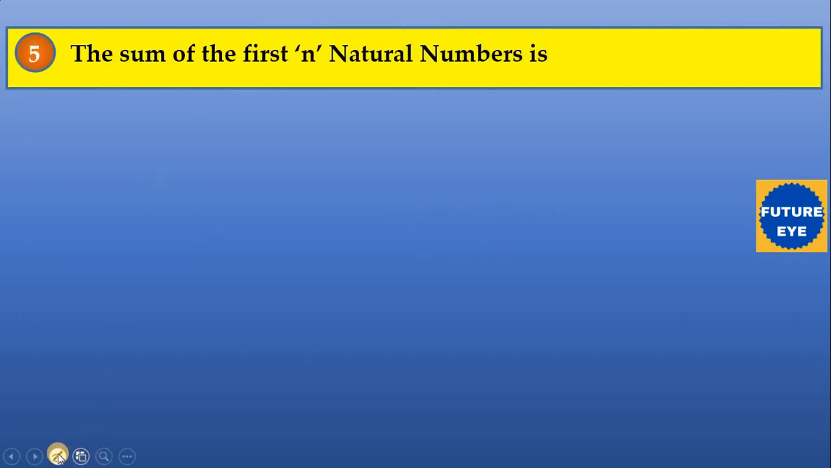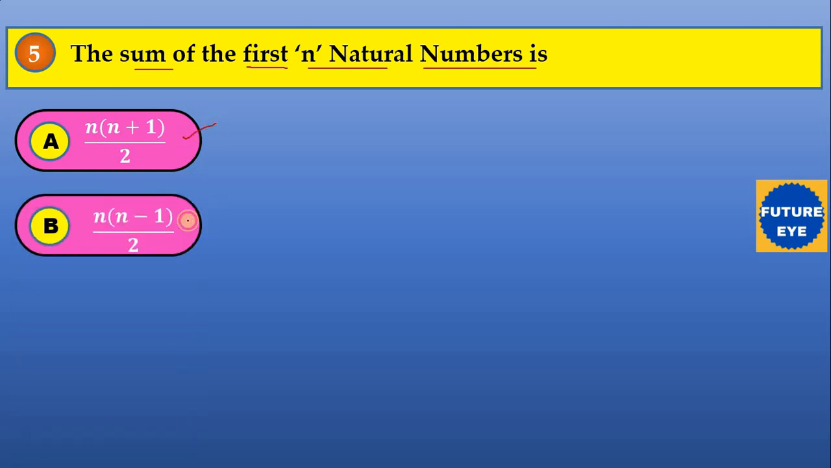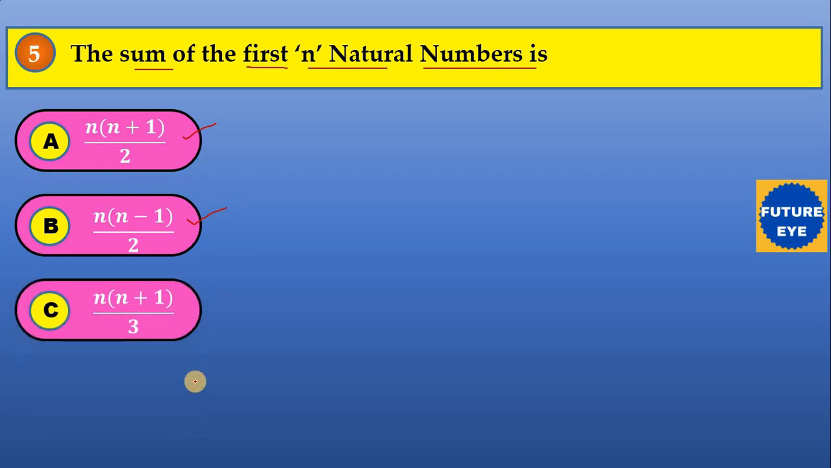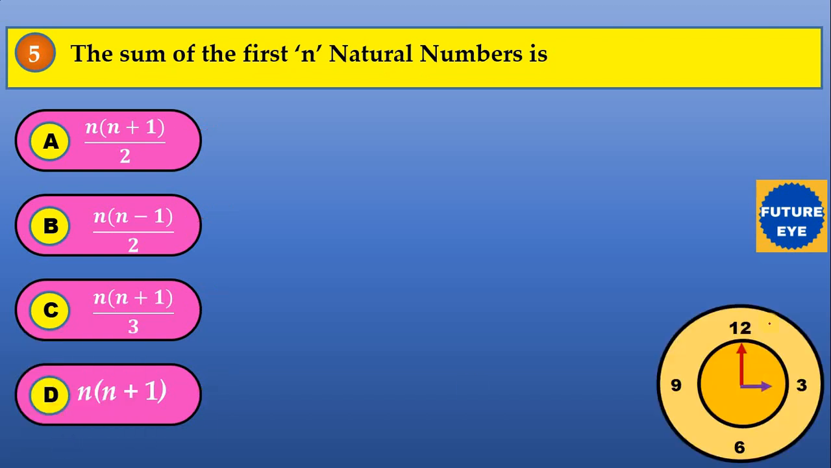Another question. The sum of the first n natural numbers is. Here you want to write the sum formula for continuous numbers or natural numbers. Options are n into (n plus 1) by 2, n into (n minus 1) by 2, n into (n plus 1) by 3, n into (n plus 1). Children, your time starts now.